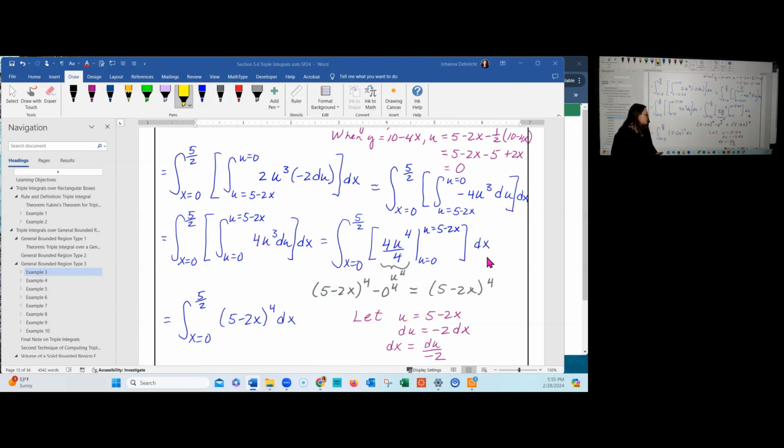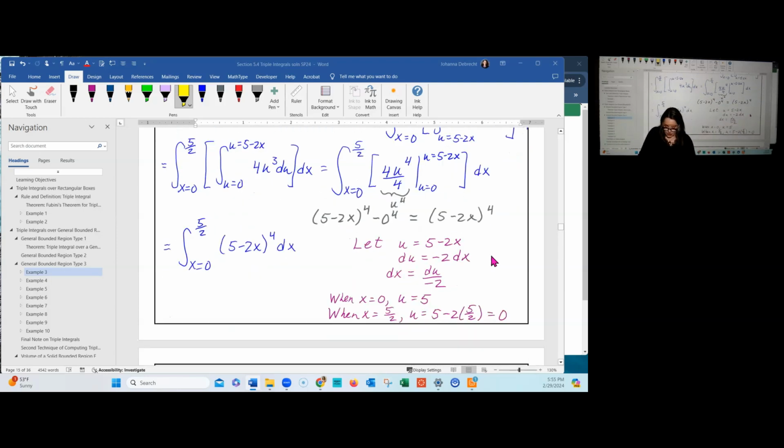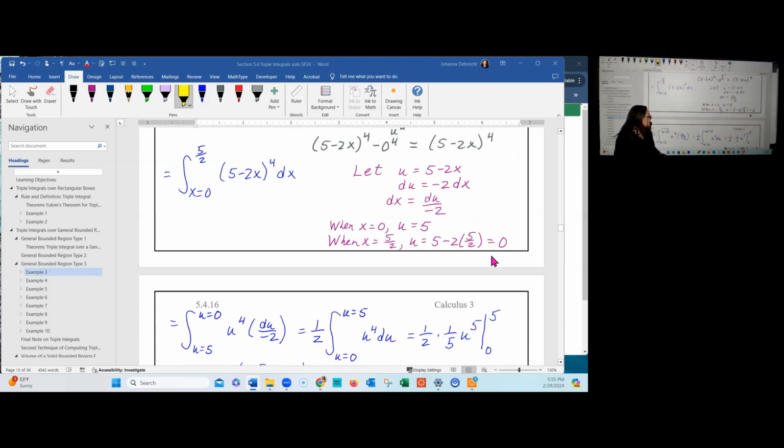Let's do another u substitution, where u is 5 minus 2x, so that du is negative 2 dx, and dx is du over negative 2. Then we can change the limits of integration. When x equals 0, based on our definition, u would be 5. And when x is 5/2, u turns out to be 0. By introducing these into our integral by substitution, we get the integral from u equals 5 to u equals 0 of u to the 4th times du divided by negative 2.